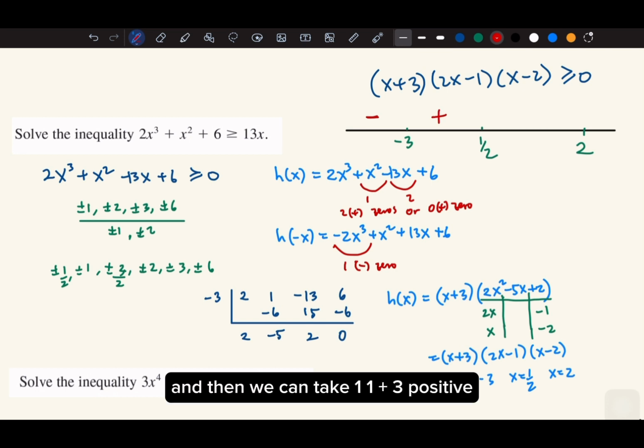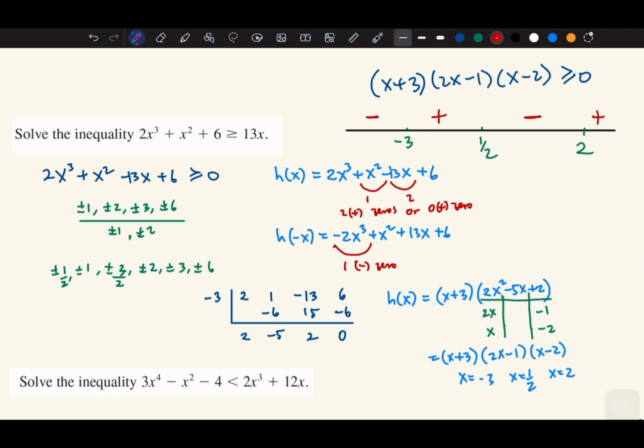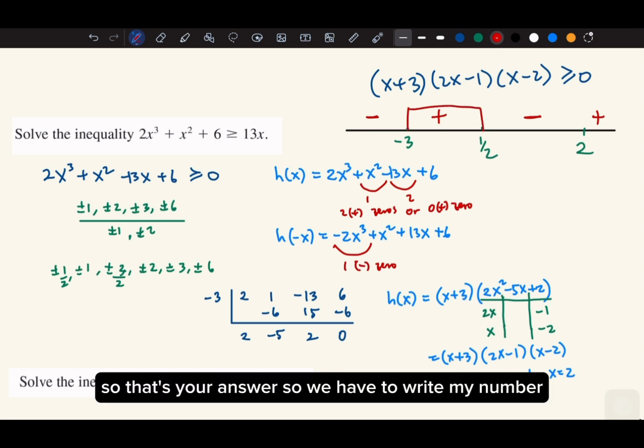And then we can take 1. 1 plus 3, positive, positive, positive, negative. So it's negative again. And how about 3? 3 will be all, I think, negative. Oh, positive, all positive. Okay, so which one? We want to have the positive one, right? So that's your answer. So really helpful, right?